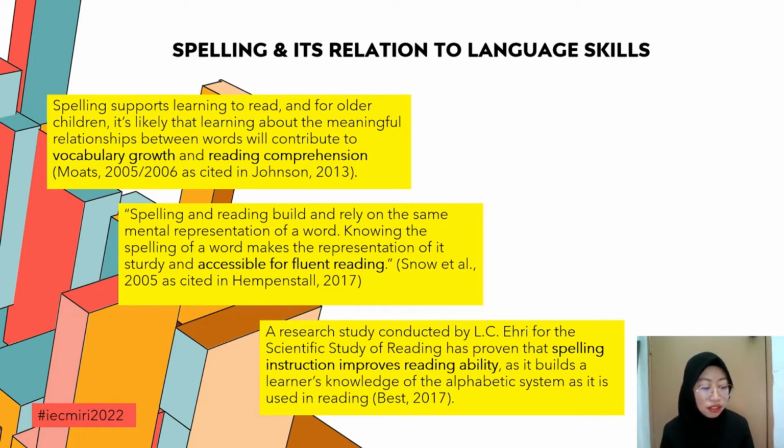Catherine Snow et al. summarized the real importance of spelling for reading as follows. Spelling and reading build and rely on the same mental representation of a word. Knowing the spelling of a word makes the representation of it sturdy and accessible for fluent reading. Research has also found that spelling, reading, writing, and comprehension skills are all closely related. A research study conducted by Linnea Ehri for the scientific study of reading has proven that spelling instruction improves reading ability as it builds a learner's knowledge of the alphabetic system as it is used in reading.